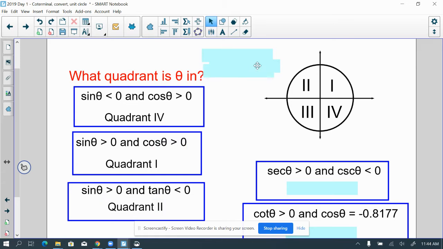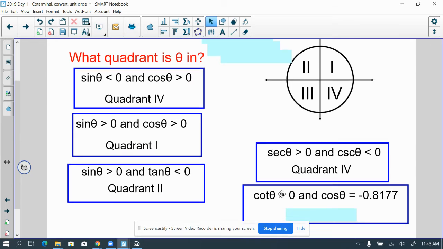That is quadrant 2. The secant is greater than 0. Secant is cosine flipped over, so that means cosine is also positive. If secant is positive, then cosine is positive, and if cosine is positive, we're looking at quadrants 1 or 4 because that's where the x value is positive. Cosecant is sine flipped over, the reciprocal of sine. And if cosecant is negative, then sine is negative, and you again are in quadrant 4.